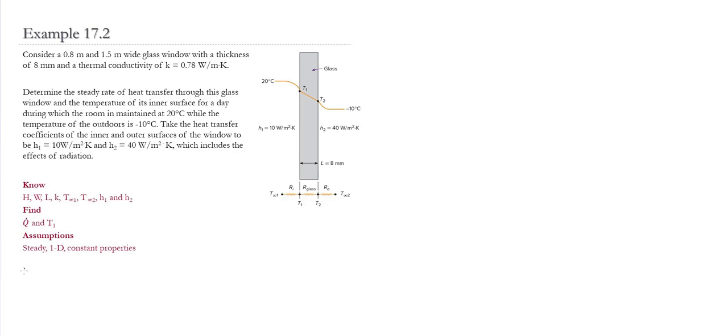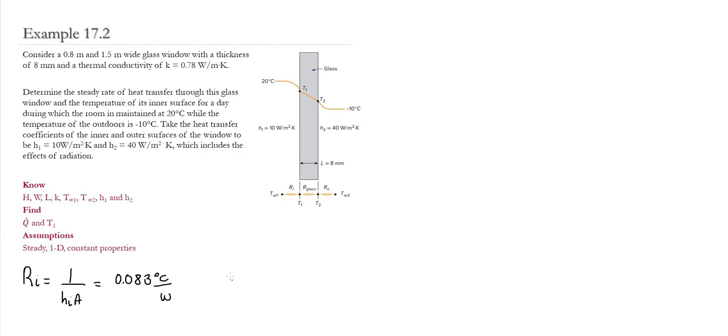So we're going to start with the first resistance, which we're going to call Ri, simply for the resistance on the inside. It's going to be a convection, so it's 1 over hiA. Then we substitute the values and we find that this resistance is equal to 0.083 Celsius per watt.